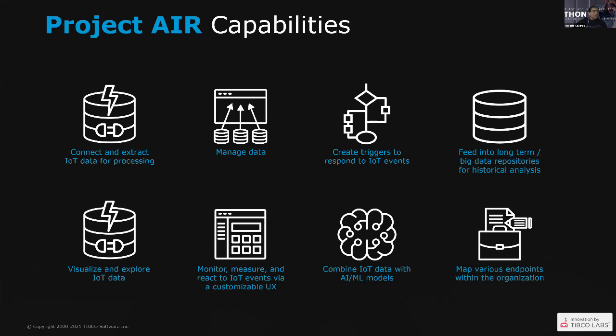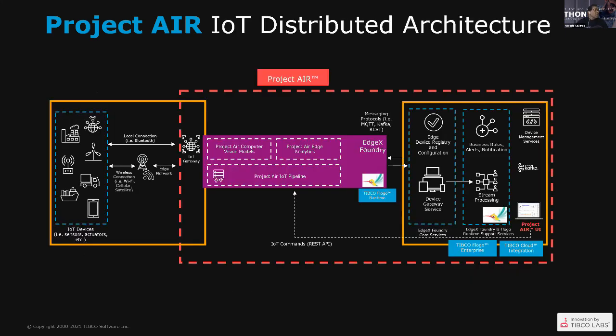So in summary, Project Air provides capabilities for connecting to devices and processing their data, managing the data from the devices, creating triggers and flows to respond to IoT events, storing the data in long-term big data repositories for historical analysis and analytics, and also visualization of the IoT data. We also provide a customizable UI to monitor, measure, and react to these IoT events, and combining the IoT data with ML models. So how is this accomplished? Can you go to the next slide?